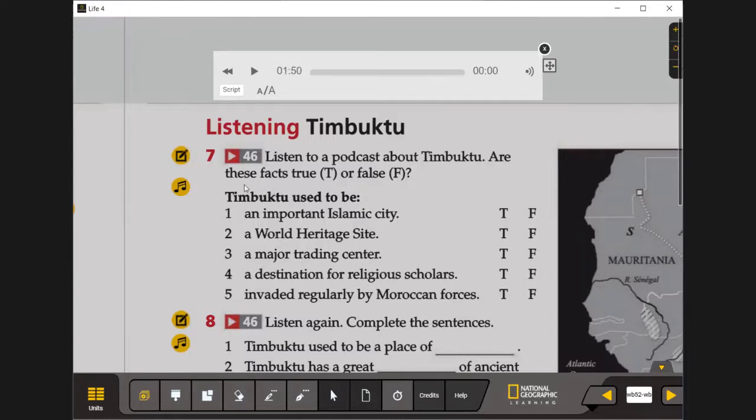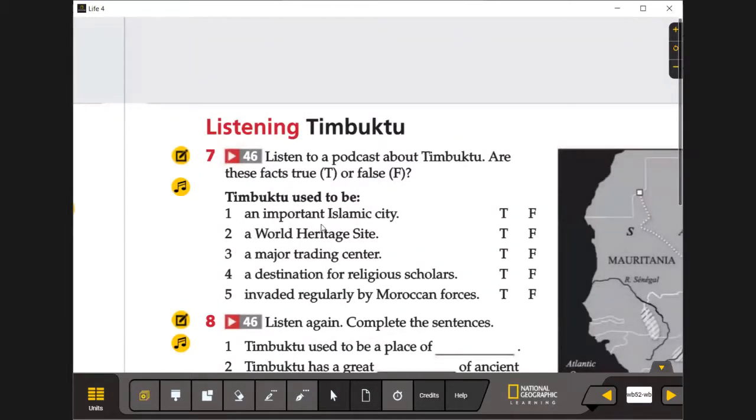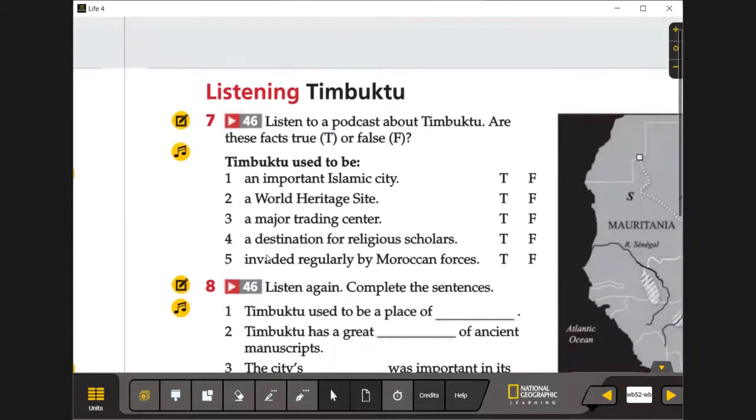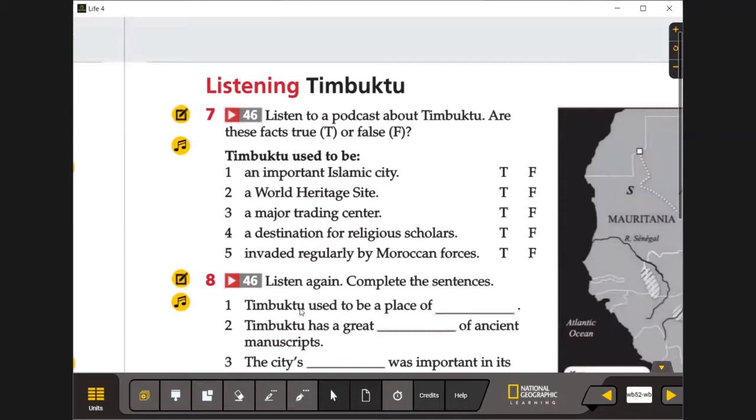Okay. Well, remember the sentences that we are checking, right? If it used to be or not an important Islamic city, a World Heritage Site, a major trading center, a destination for religious scholars, and invaded regularly by Moroccan forces. Okay, let us listen one more time. And also, if it's possible for you to answer these three sentences, go ahead. Okay, one more time. Here we go.